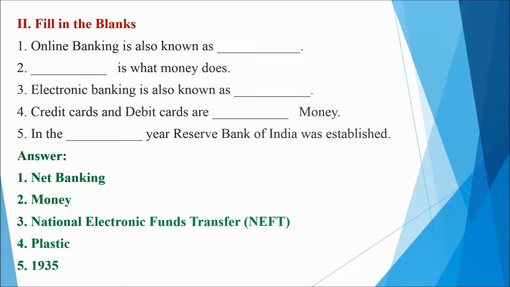Roman letter 2. Fill in the blanks. Question number 1. Online banking is also known as dash. So the answer is net banking. Question number 2. Dash is what money does. So the answer is money.